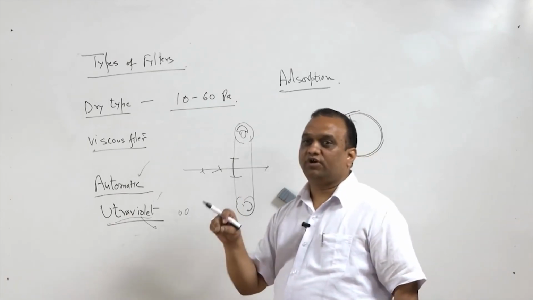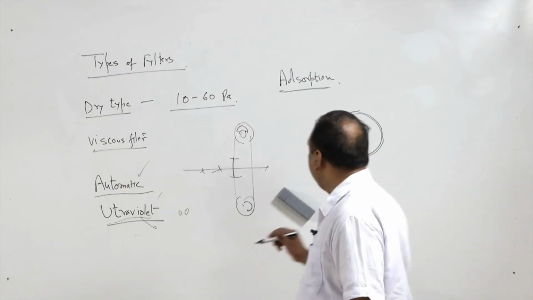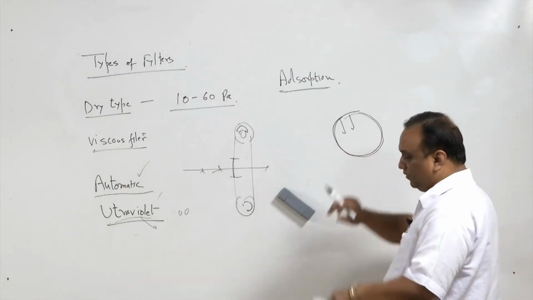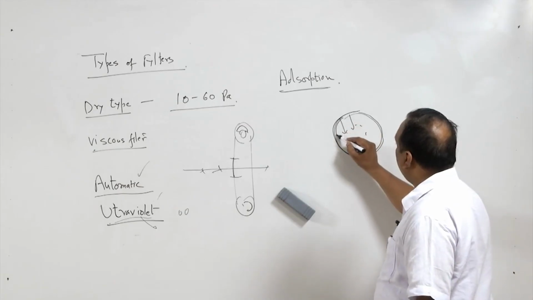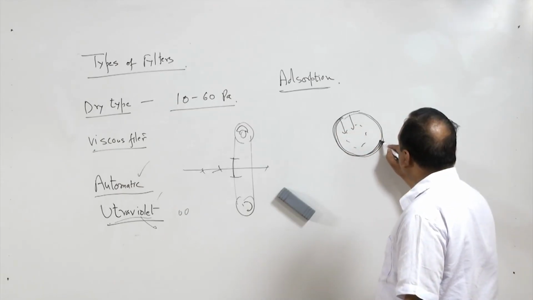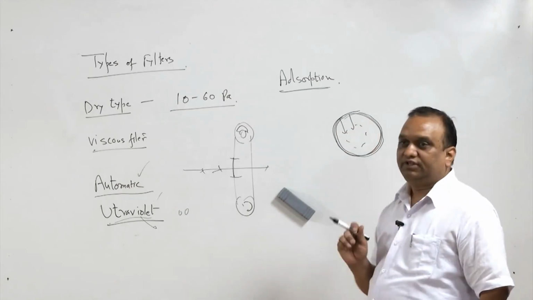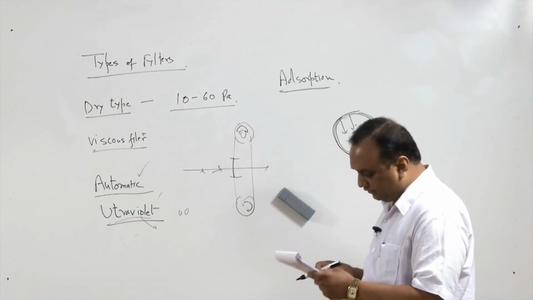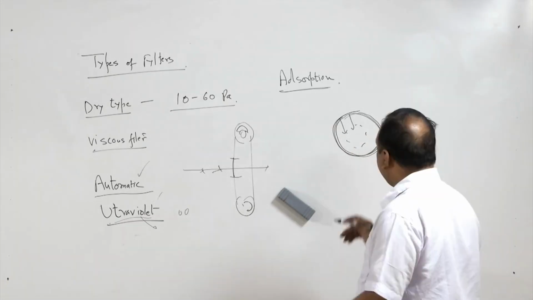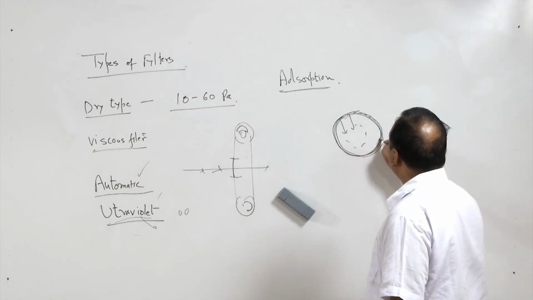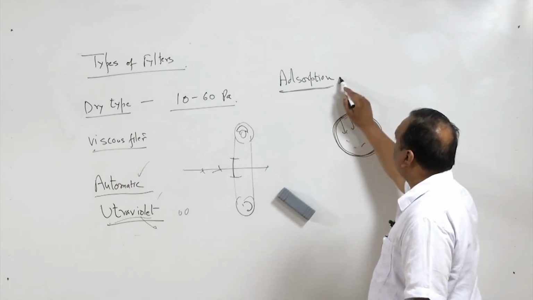Like if you dip a chalk in ink, the ink will remain outside, and if you break the chalk, the inside will remain white. The ink will be staining only the outside of the chalk. So this is the adsorption process. Now it is becoming very popular, and activated carbons are used for adsorption filters.